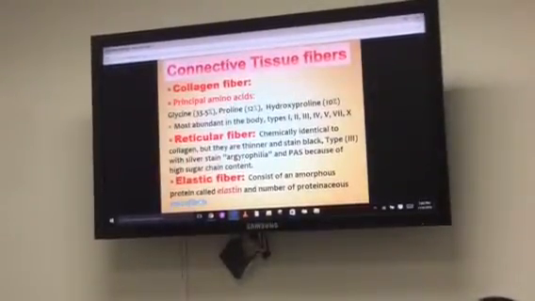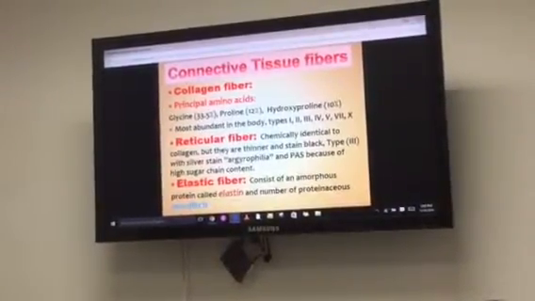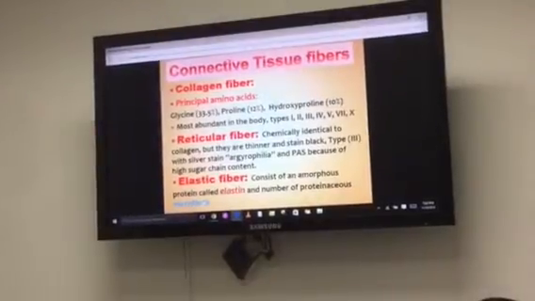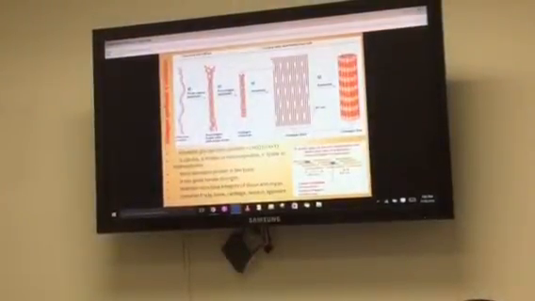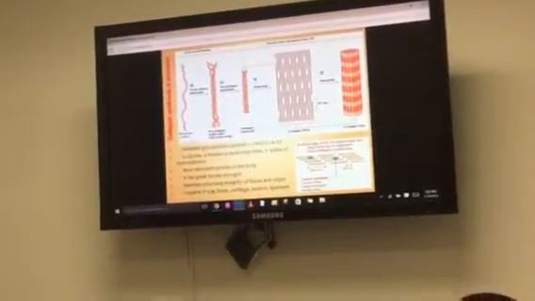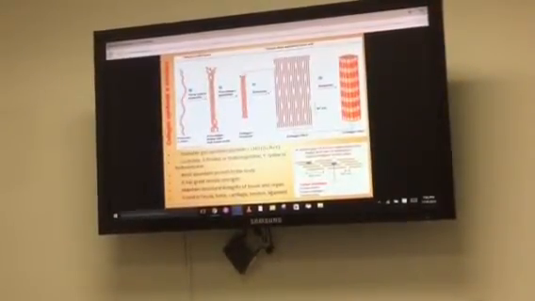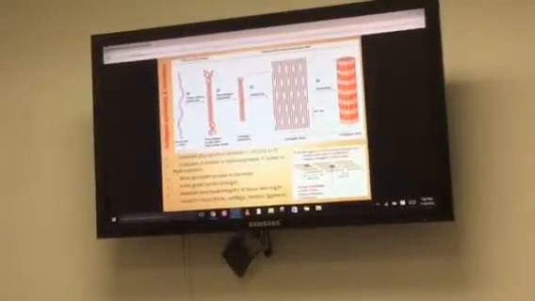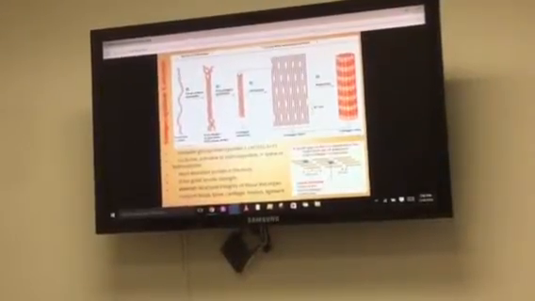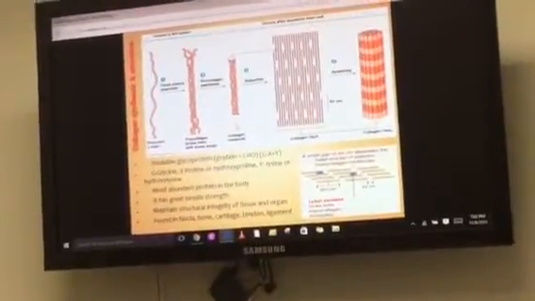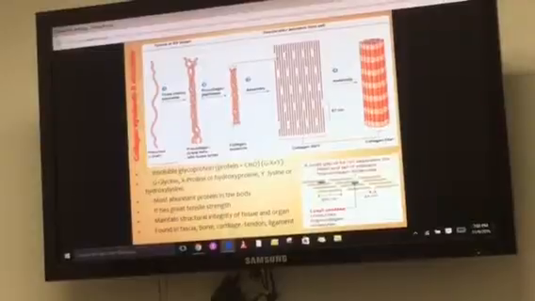Then fibers: there is collagen fiber, reticular fiber, and elastic fibers. And we'll also go through examples of that. The next slide shows the collagen synthesis and structures. There's a precursor alpha chain in the front. Three of them combine together to make the procollagen. This is happening in the ER lumen. And once it's secreted out of the lumen, the ends are cut off.